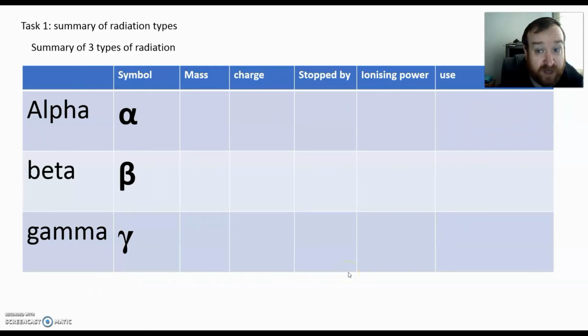Okay, hopefully you've done that now to the best of your ability. If you haven't filled in some of the boxes, if you couldn't remember some of those bits, that's okay. Just get what you do know into this table, because I'm going to go through the answers now.